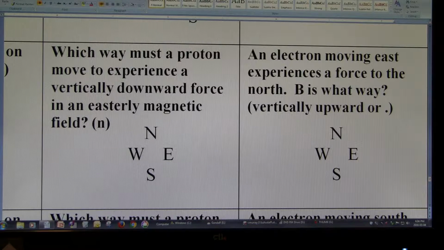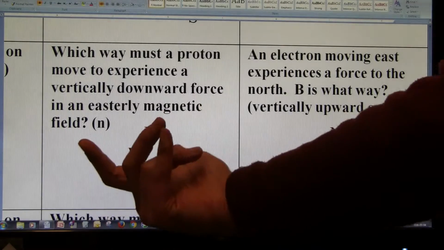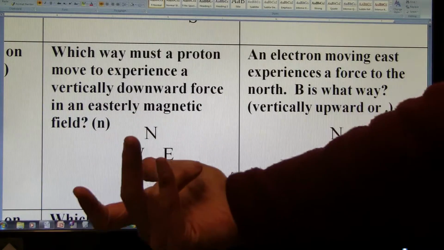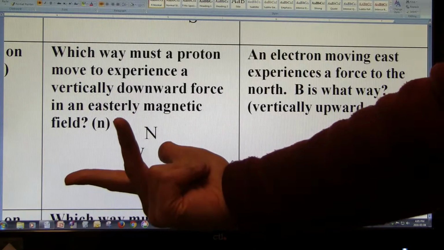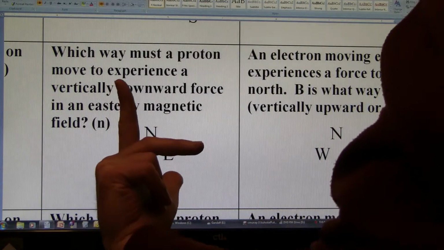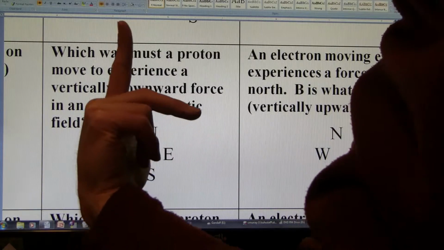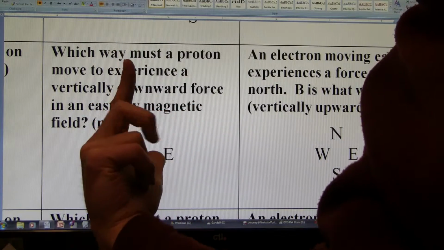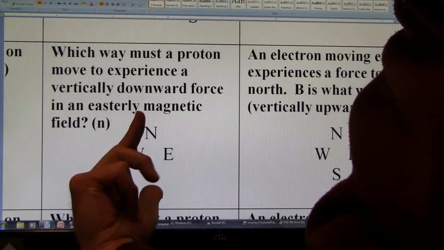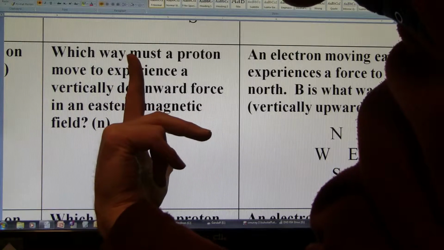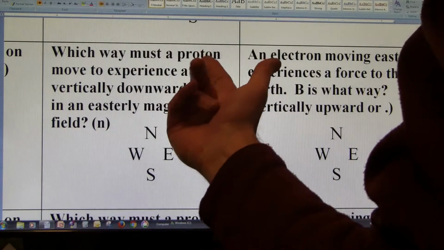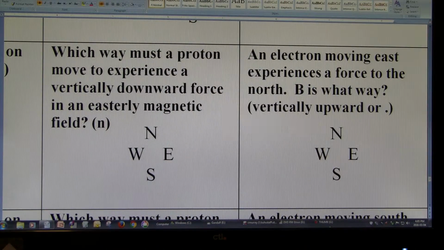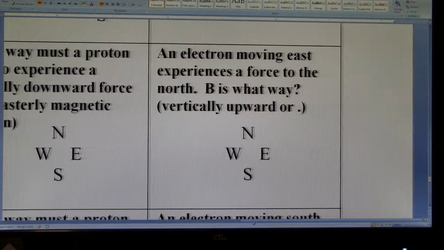All right, which way must a proton move to experience a vertically downward force in an easterly magnetic field? Oh my God, you poor kids. I really expect you to do this. Okay, so vertically downward, my thumb is pointing into that map. It's an easterly magnetic field. My magnetic field is pointing to the east there, and my thumb is pointing north. So it's a proton, and it really will go north because it's a positive charge. Protons are positive.